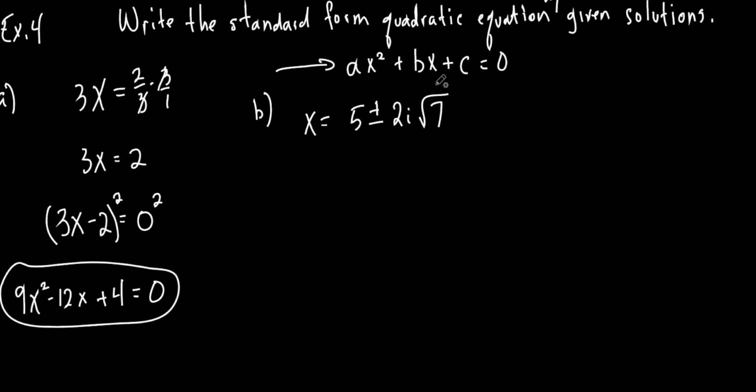Yeah, that's what I would do. I'd put the 5 on the other side. Everybody see that? Because you need something added or subtracted, right? And so that's probably the easiest thing to get rid of right now, is the 5. So what's that going to give you? X minus 5 equals plus or minus 2I square root of 7.